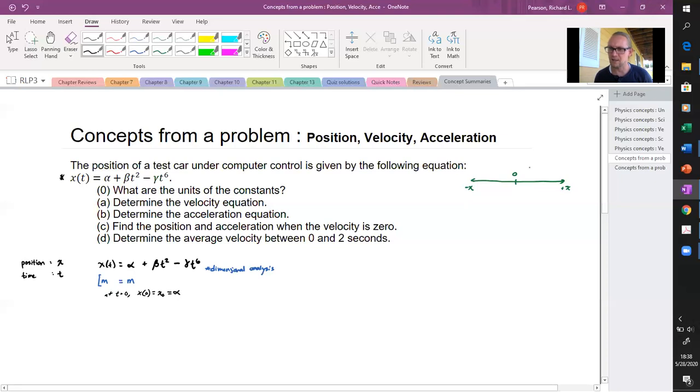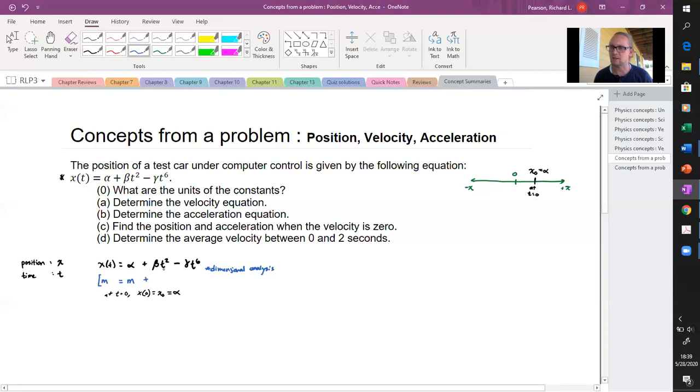So let's say that at some initial time, at t equals 0, we have some initial position, which is equal to alpha. Ta-da! Right? That's great. So that's good to know. Now let's do this next part. So we have a meter. We're going to add now this beta times t squared.